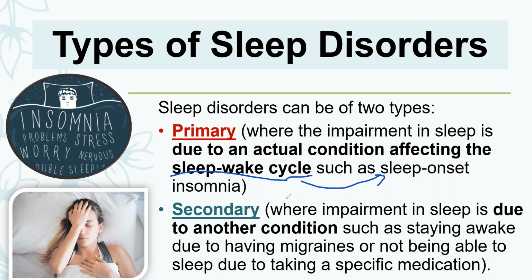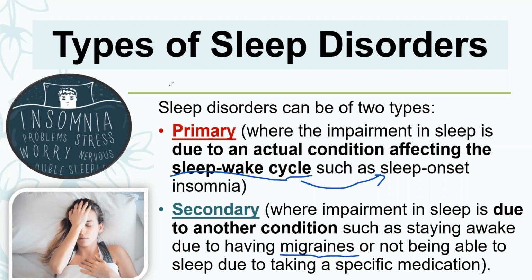In other terms, we can also have secondary sleep disorders. Secondary sleep disorders are when there's no major issue with your sleep-wake cycle, but you're staying up and unable to sleep because maybe you've got migraines. If you're a little bit older, maybe you have pain in your joints. If you've had a heavy day at the gym and you're really sore and in pain, that's the reason you're staying up. Those are secondary reasons, not the main primary reason for you staying up. That's basically what we call a secondary sleep disorder.